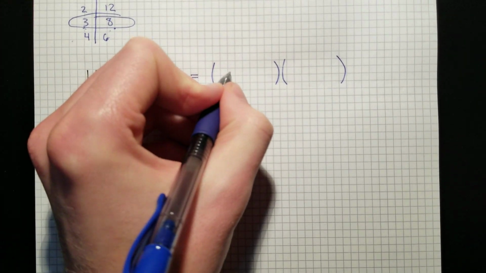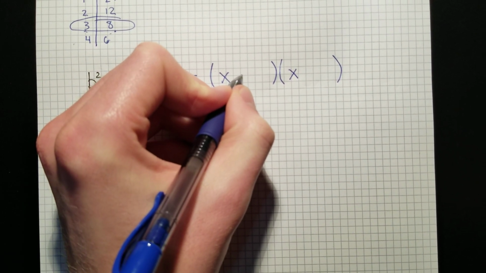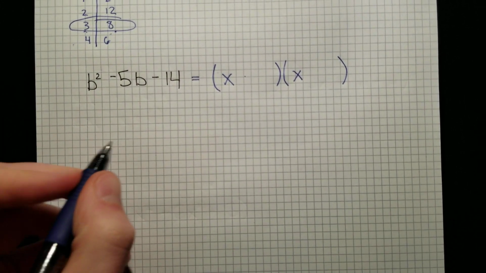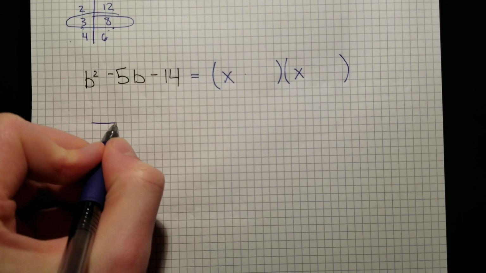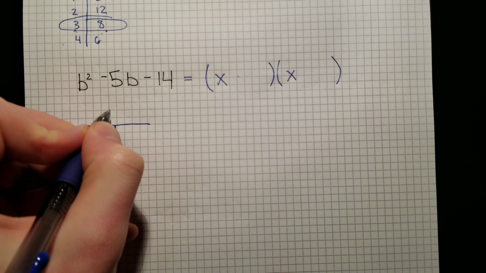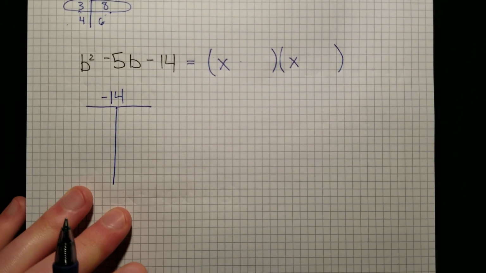So this, remember we have the x's in the front. We're going to have two numbers, one number that goes right here, one number that goes right here. So we take the last number right there, and we're going to put that on top of a table. So that's negative 14. That's going to make things a little bit different because that number is negative, but that's okay. It'll still work out.